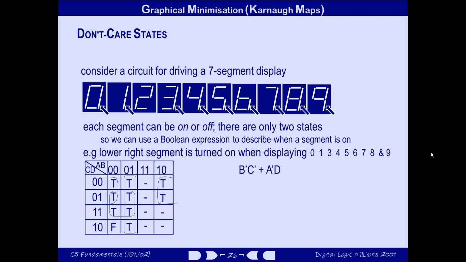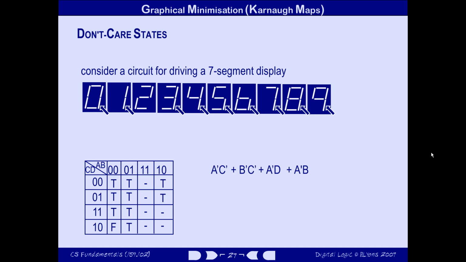Now, a long vertical rectangle with 4 truths. That generates a term, not A and B. And that's as far as we can get with this approach using simple minimization. 3 terms, each with 2 variables. An improvement, certainly, but we can do better.